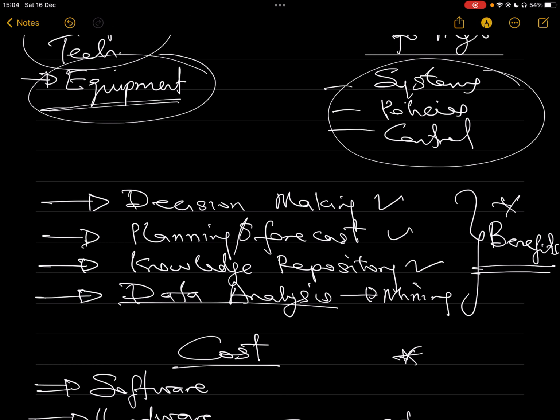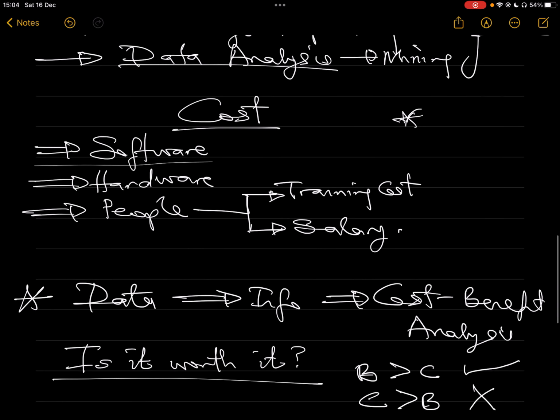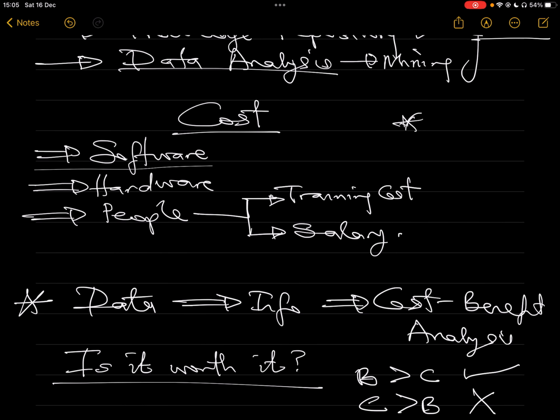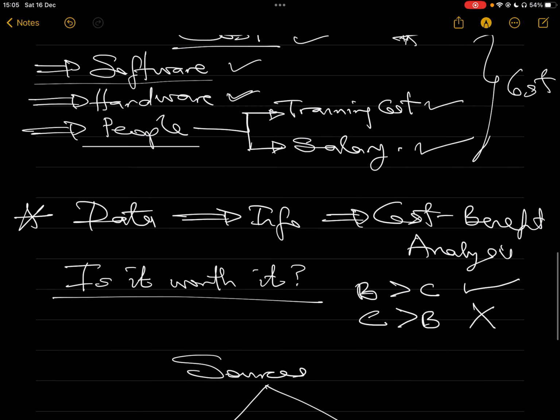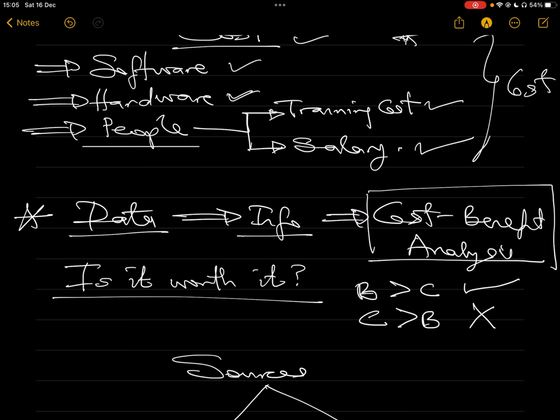Likewise, in data analysis, with this you can mine data and see the relationship between data, and based on that, you can take a decision on what you need to do or what you need to stop doing. But it doesn't come free, it comes at a cost. What are the costs? You might need to get some software, you might need to get some equipment, hardware, and you need people to manage your information. These people have to be trained and they will also earn salary. So all of this is a cost of managing information. And before you decide on converting data to information, you must be sure that after doing your cost benefit analysis, the benefit is bigger than the cost.